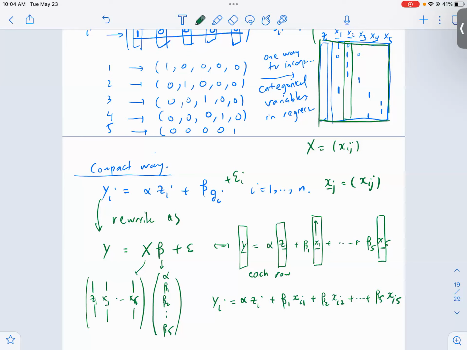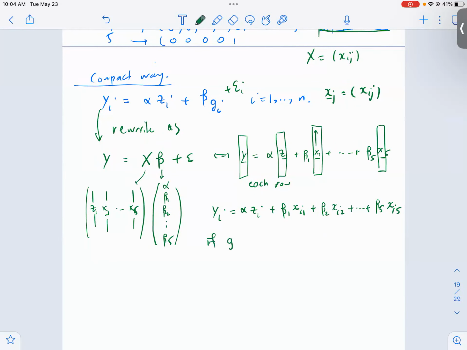Right, but now in this case, if you just fix i, then 4 of those are going to be 0. Yes, that's correct. In this equation, for each fixed i, exactly one of these terms would be non-zero. For example, if g_i is equal to 4, then x_i1 is equal to x_i2 is equal to x_i3 is equal to x_i5 is equal to 0, and x_i4 would be 1.